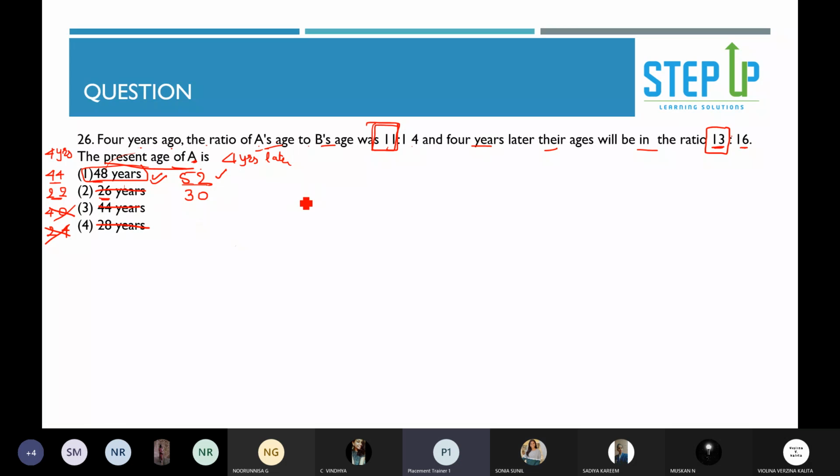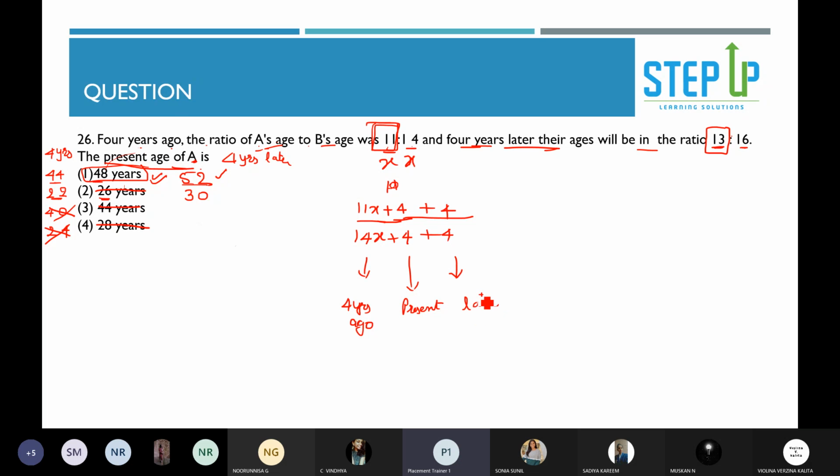Got it. If not like this, you could have done it like this. Present age would be a little different. 4 years ago, it was 11x and 14x. It means that at present it will be 11x plus 4 and 14x plus 4. This is 4 years ago, this is present, and 4 years later I need to add plus 4 plus 4 again. Why am I adding this? For 4 years later.